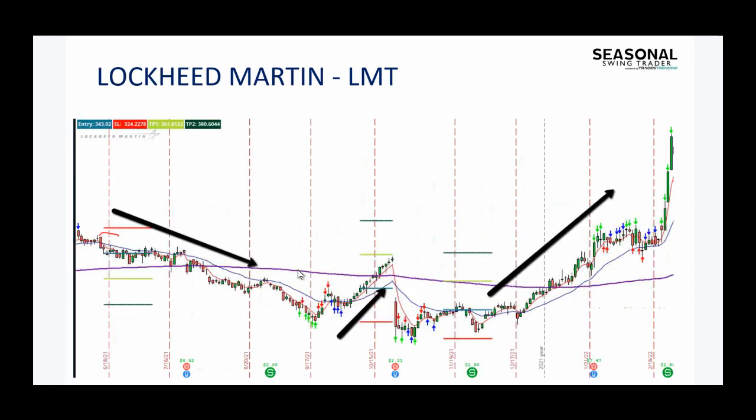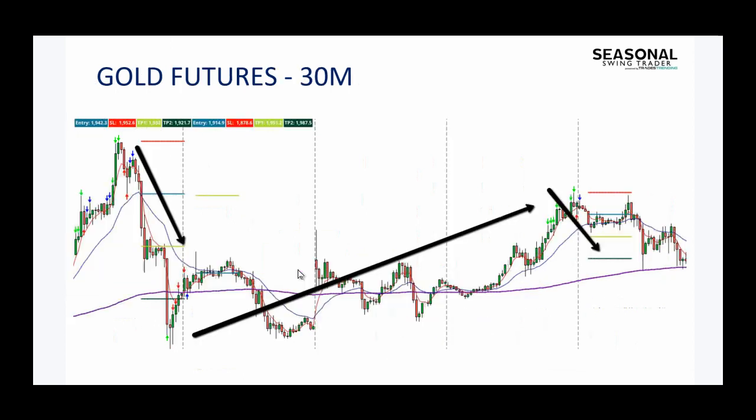How about Lockheed Martin? I'm going to show you how you could have been a seller here, a buyer here, and a buyer here. We've got 5%, 6%, 6+% moves. You could have bought the stock. You could have bought call options, bought call spreads, sold bull put credit spreads, whatever your style or flavor is. It works just as well on futures and commodities and currencies as it does in equities.